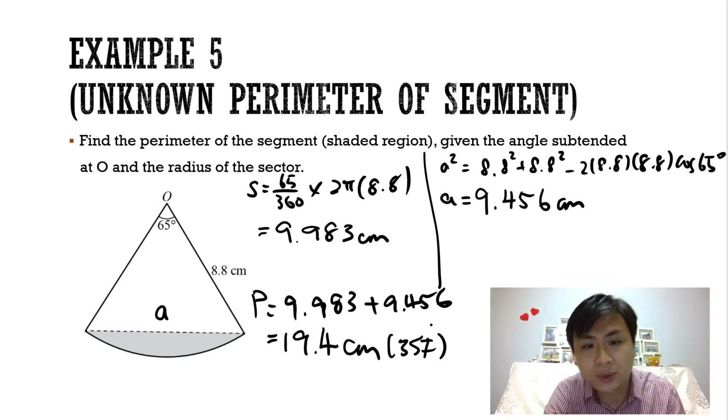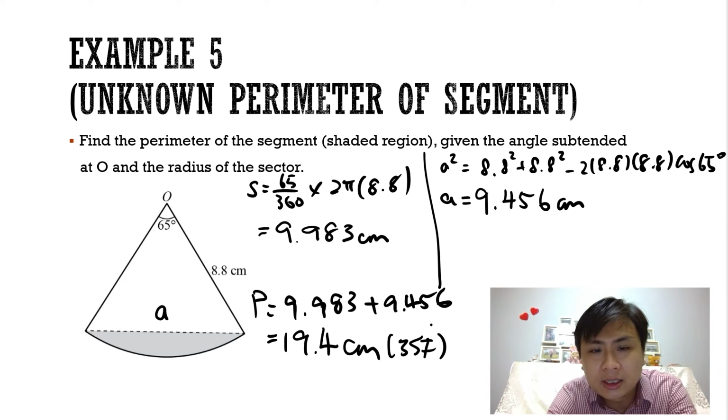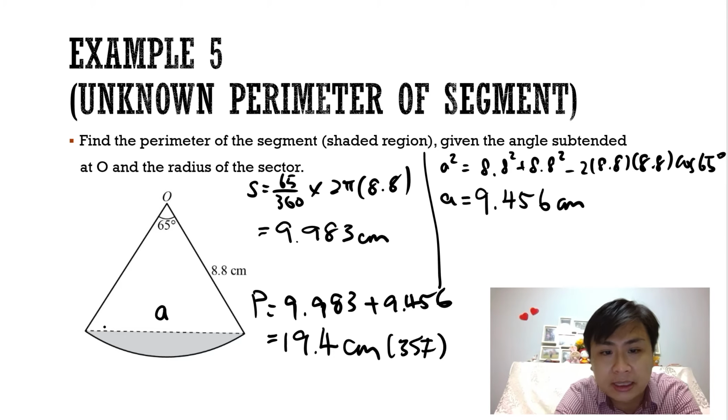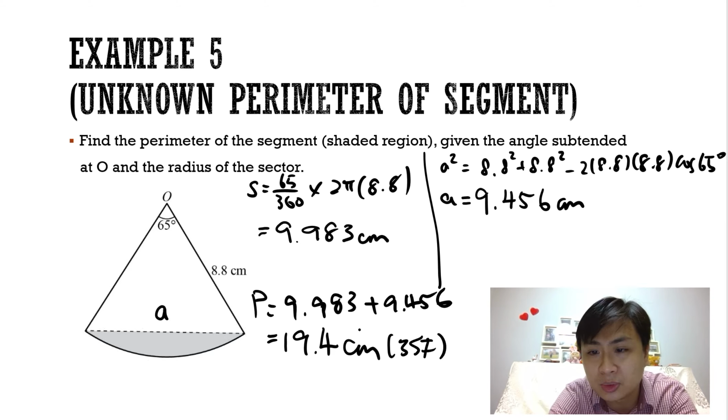Just a quick recall again. To find the perimeter of a segment, we will need two lengths. The first length is the arc length, and the second length is the length of the chord. The arc length can be obtained using the arc length formula, and the length of the chord can be obtained using the cosine rule. After finding these two lengths, we just add them together and we'll be able to find the perimeter of the segment.